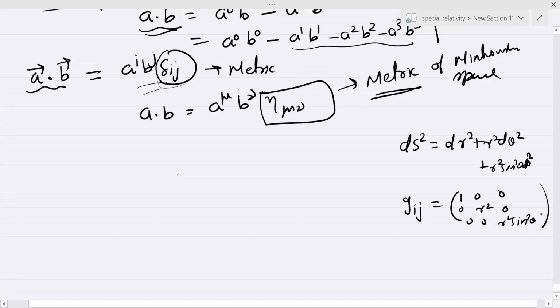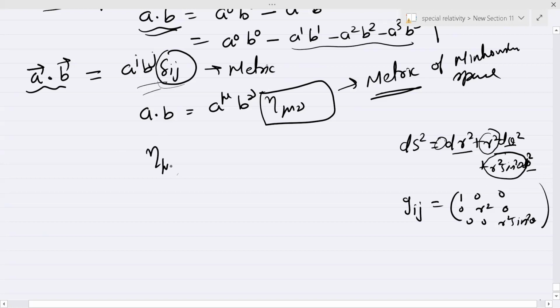This is what we mean by metric, because these coefficients of the coordinate differential squares tell us how to measure the distance. They tell us how to combine these infinitesimal displacements in such a way that you get a distance between 2 points. That's what we call the metric, and this is the metric for Minkowski space. This tells us how to obtain a notion of distance between 2 points, in this case two events in space-time.